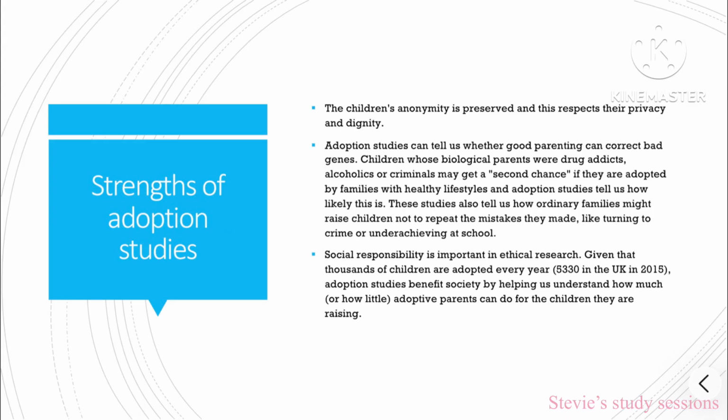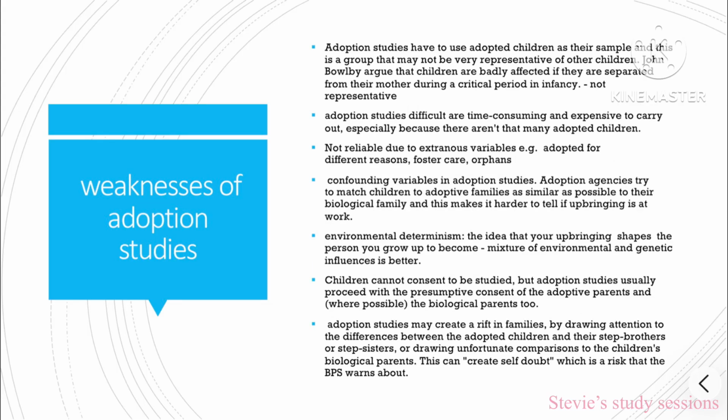Strengths. The child's anonymity is preserved and this respects their privacy. Adoption studies can tell us whether good parenting can correct bad genes. Social responsibility is important in ethical research. 5,330 children are adopted every year. Therefore, when we do research like this, we can understand how adoption and how nurture can affect us.